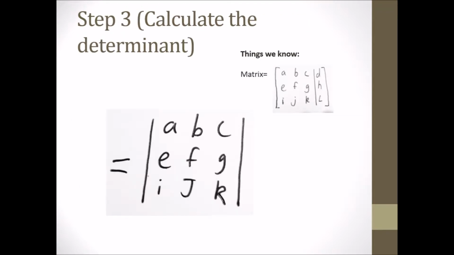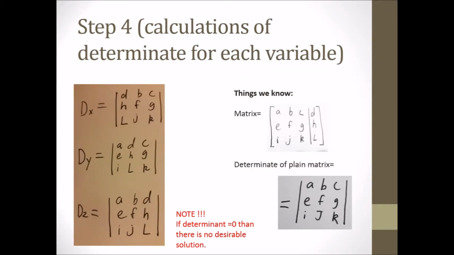Step 3 is to calculate the determinant of the plane matrix. This is the thing ignoring the constants. So this is done by the 3 times 3 determinant formula, and we'll go through that in the example. Step 4 is to calculate the determinant for each variable. This is done by replacing the column where the equivalent variable would be with the constant.